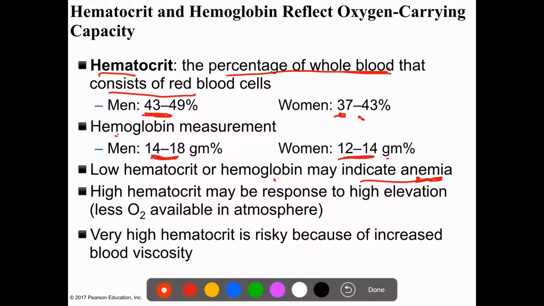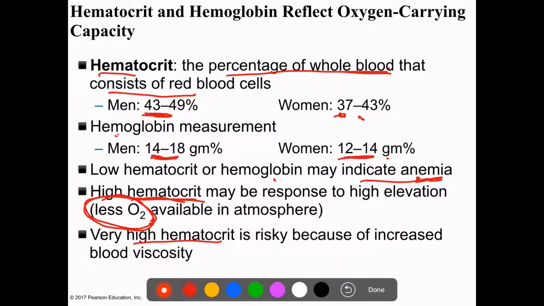At the same time, high hematocrit might respond to high elevation, which is when we have less oxygen available in the atmosphere, the body will tend to produce more red blood cells or more hemoglobin to compensate for the low oxygen. So think of it as making more carriers to catch more oxygen. Since there is less oxygen, we are trying to compensate the difference by carrying more oxygen.